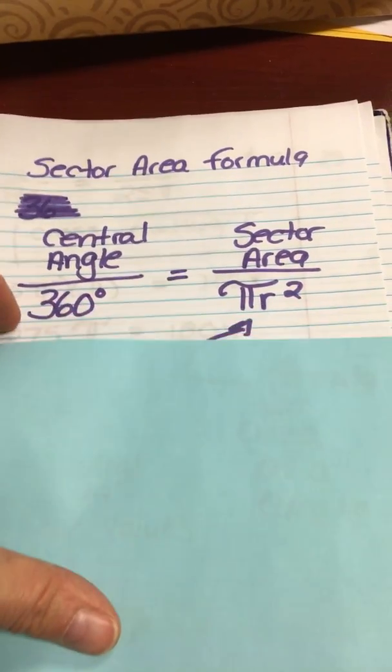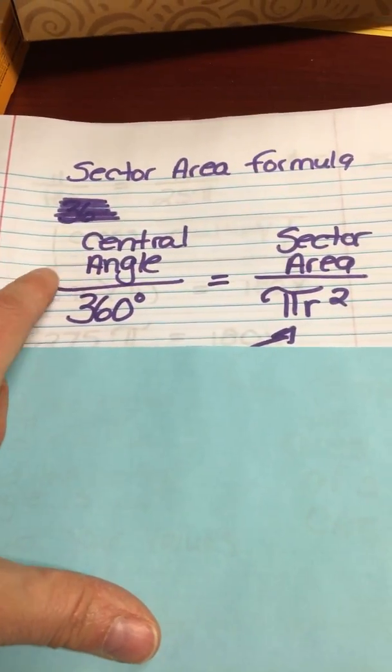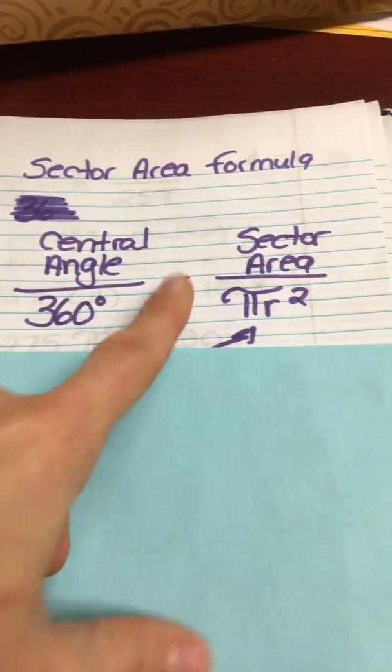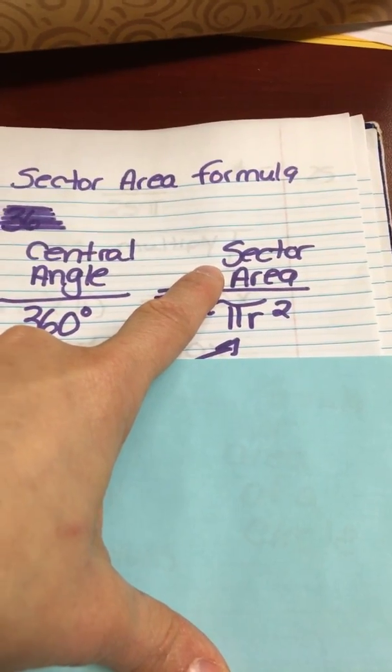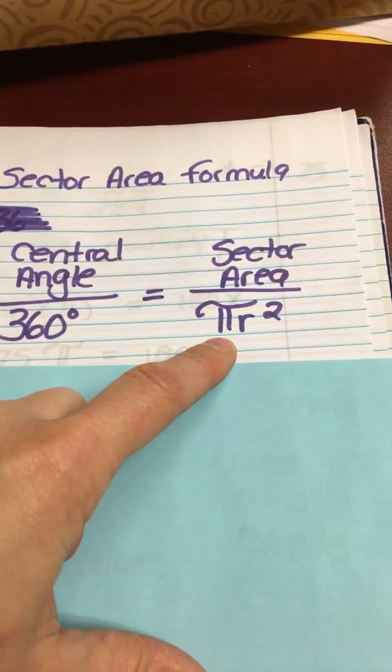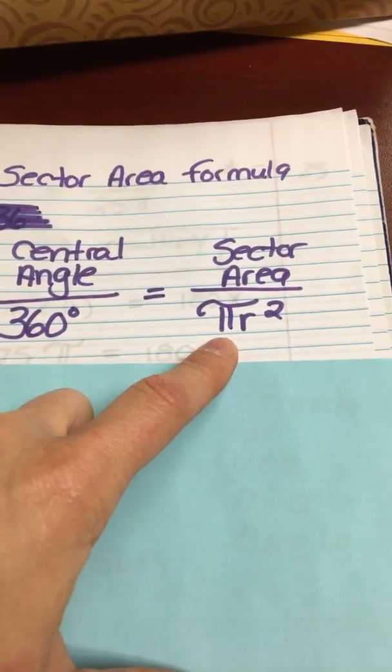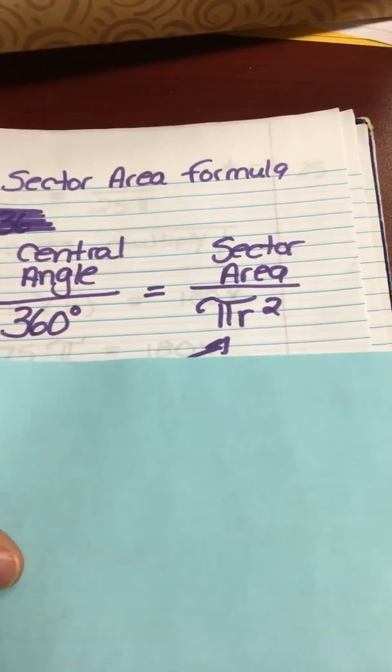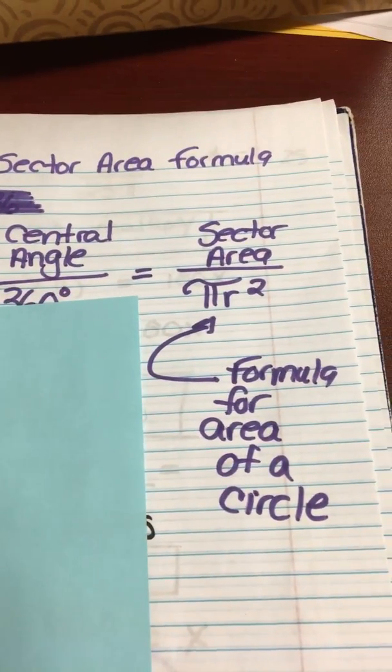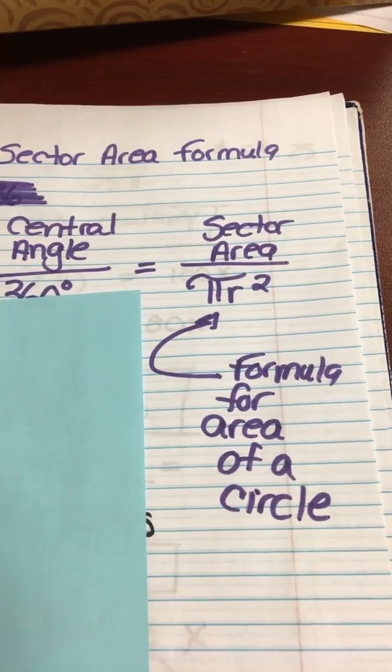Okay, so the sector area formula is very similar to the arc length formula. The only difference is that the same ratio is on the side, the central angle over 360 degrees, but on the other side it says sector area, and then we have this formula. Do you know what it is? All right, it is the formula for area of a circle.